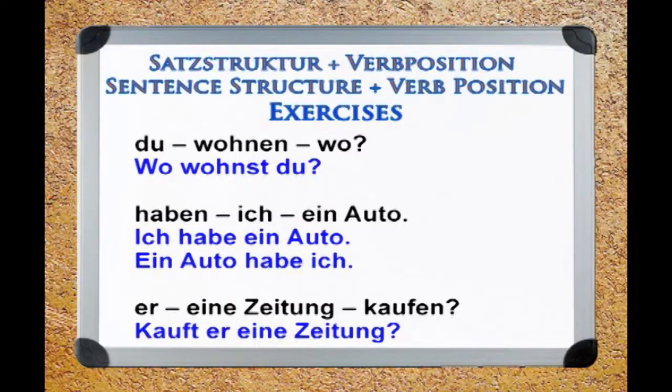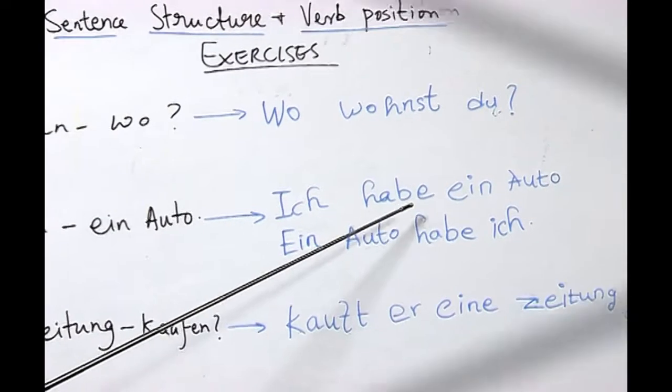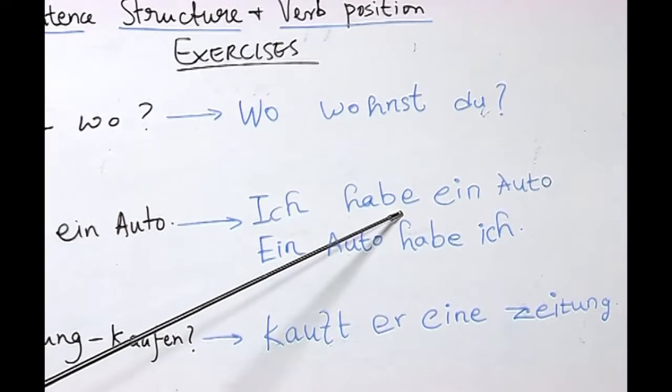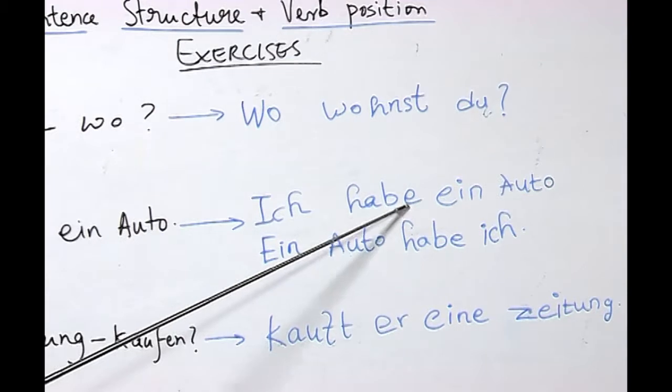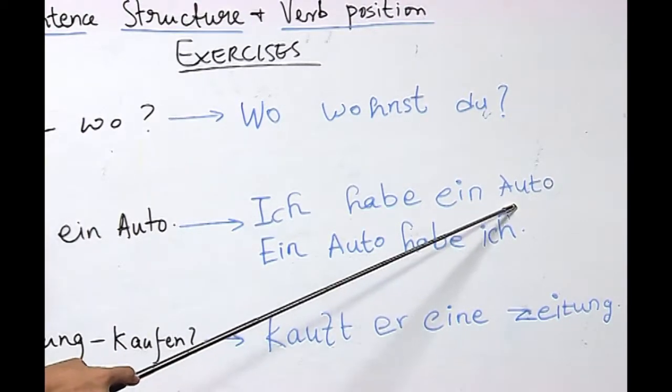Now, let us look at this sentence, haben ich ein Auto. These are the words which are jumbled up here. Here, the student has given the correct answer. The student has conjugated the verb haben to habe, and also put the pronoun ich at the beginning. The verb is at the second position because you know the verb is always at the second position in the statement. Ein Auto, these words are in accusative.